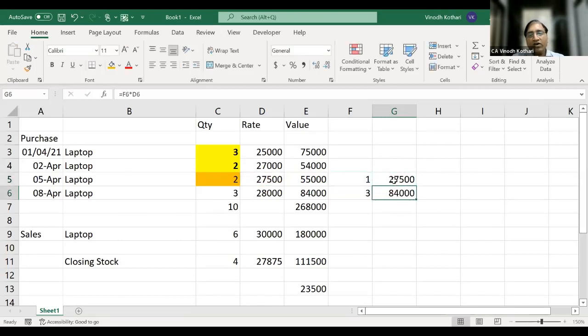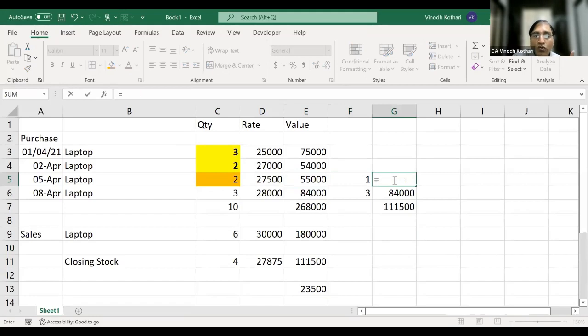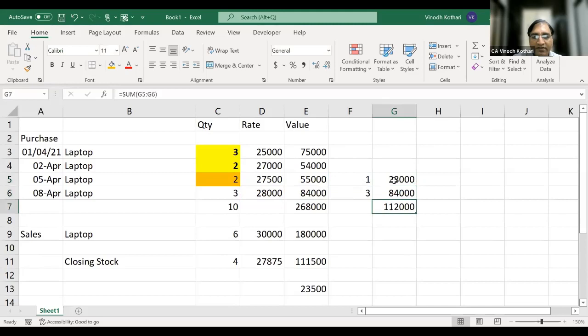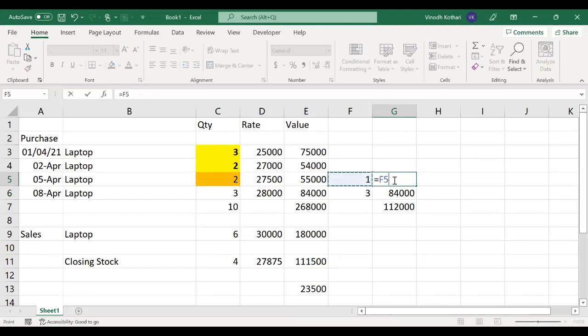Same way for the fourth purchase, that is in my closing stock. My closing stock value is 1,11,500. Once I put in my closing stock, then my profit is arrived at. This is the correct profit. Now, for example, instead of this, what if I calculate everything based on the last purchase price? Then my closing stock value is 1,12,000.